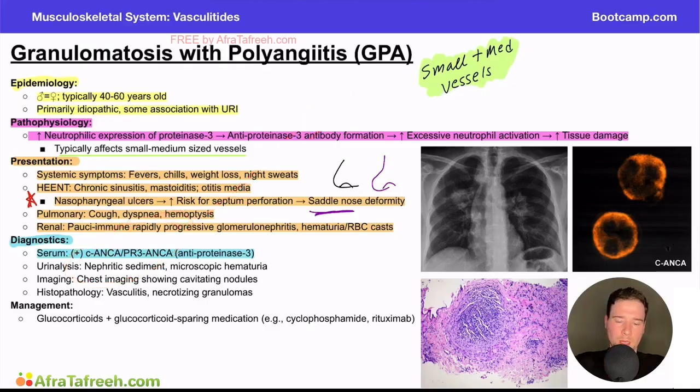Now, important to note that urinalysis could show nephritic sediment or microscopic hematuria. So microscopic hematuria is blood that we cannot actually see with the naked eye. That would be macroscopic hematuria. And the nephritic sediment is referring to dysmorphic red blood cells, very commonly seen in a glomerulonephritis.